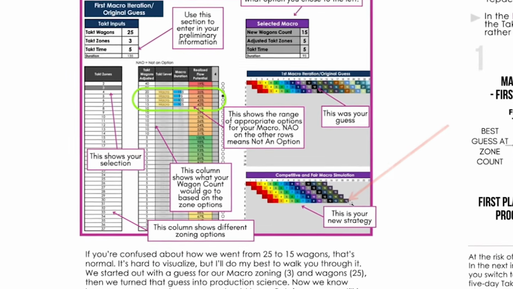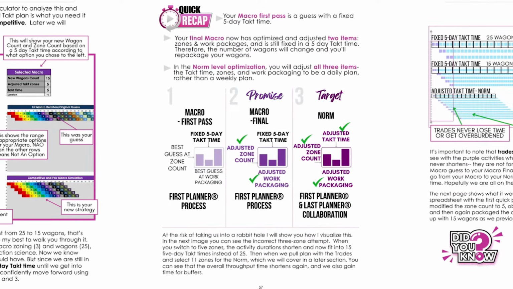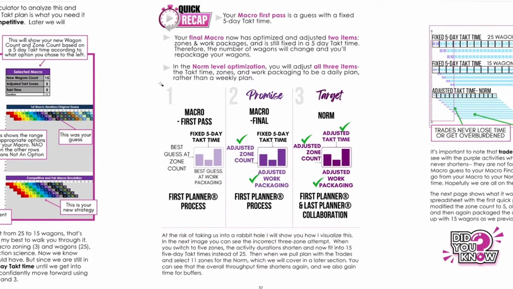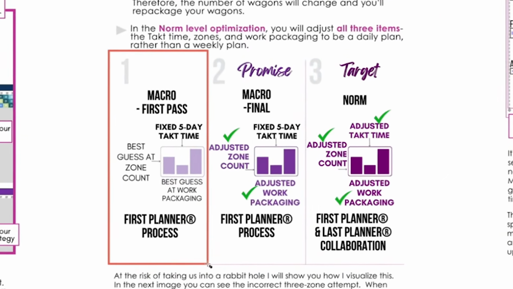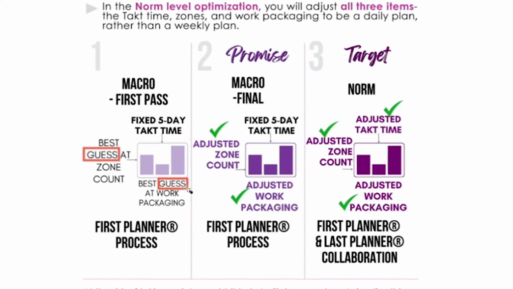Now at this point, I've probably confused you, which is great, because if you're confused, you are about to learn something. If you're frustrated, you're about to have a breakthrough. Let me explain it like this. And I'm going to do this 2 different ways so I can try and capture all the different learning types. When you do a first macro pass on a fixed 5-day takt time, it's a guess. It's your best guess. Then when you put it into your calculator on a fixed 5-day takt time, you will adjust your zone count and how many work packages and takt wagons you have based on the calculator. Now it's a final. Now it's a promise.